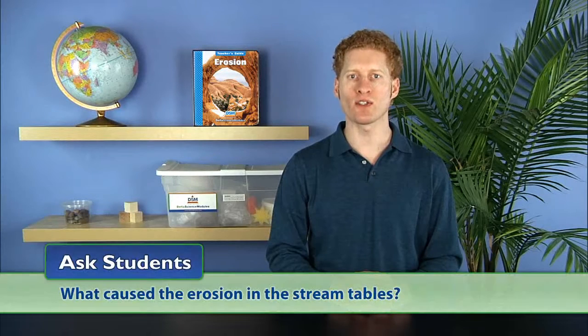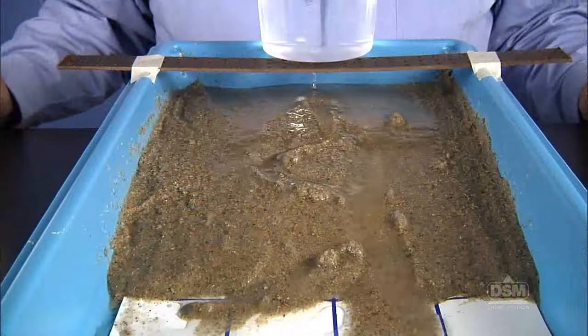To begin the activity, have students recall the stream table experiments they conducted in Activity 2. Ask students, what caused the erosion in the stream tables? Students should remember that flowing water caused the erosion. Explain that still water has very little force to carry particles and therefore causes little erosion. Water that flows fast has greater force and therefore causes more erosion.